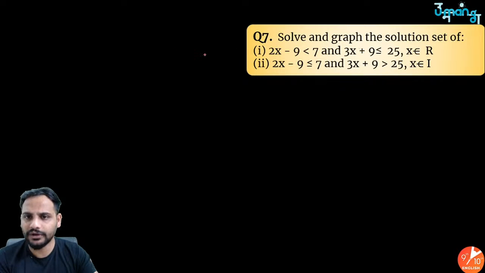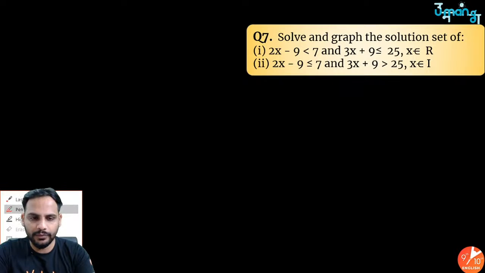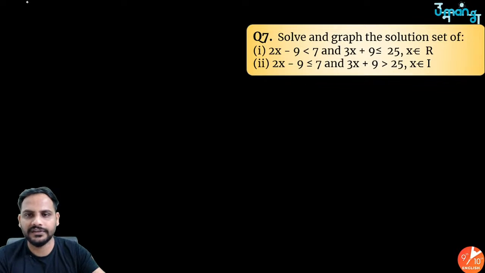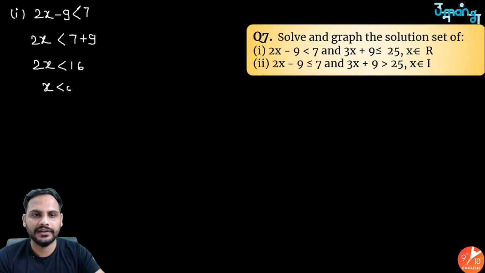So first let's solve both the equations. First equation I have is 2x minus 9 is less than 7. So 2x minus 9, shifting, it becomes plus 9, will be less than 7 plus 9, which is 16. So 2x is less than 16. So x is less than 8. First equation I have got.